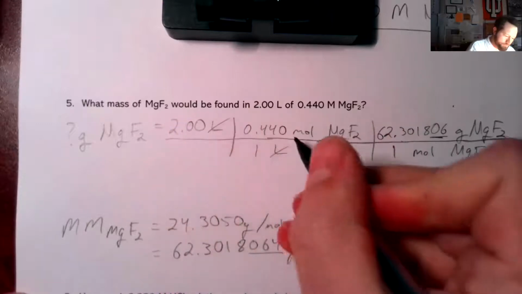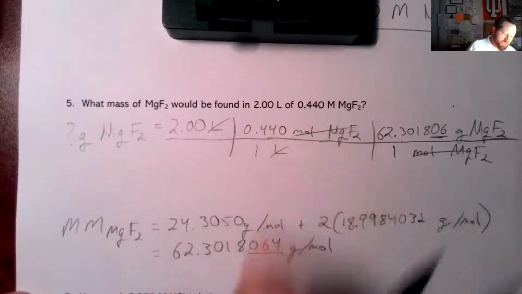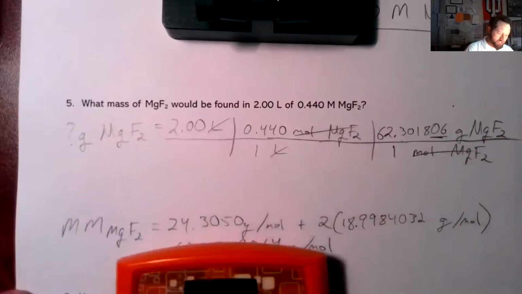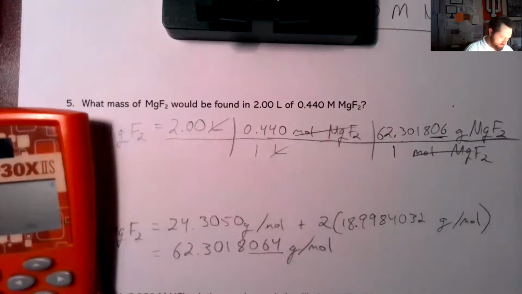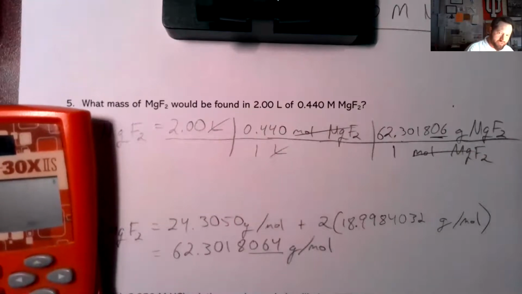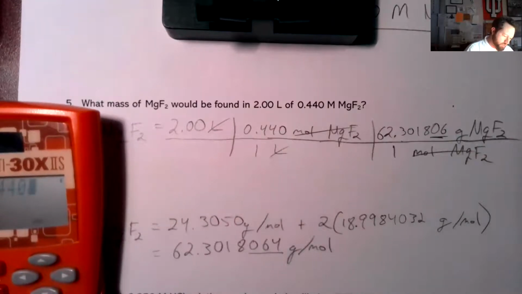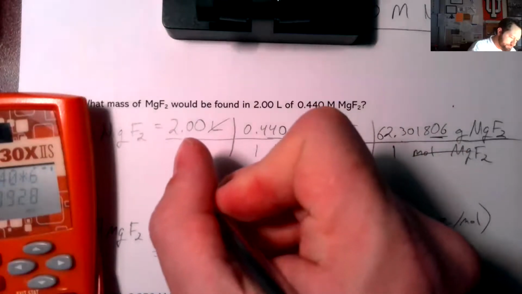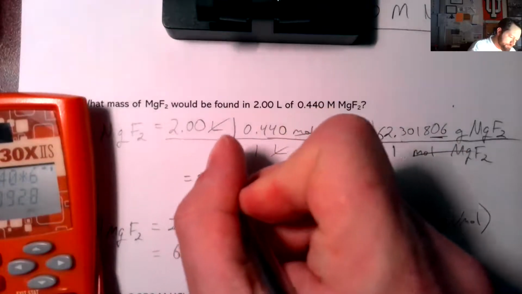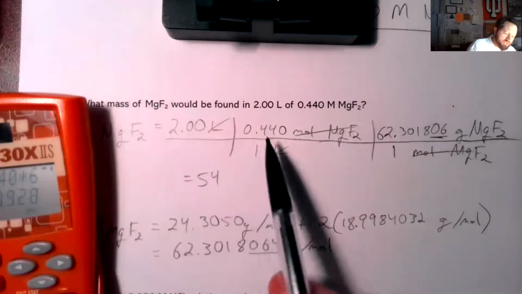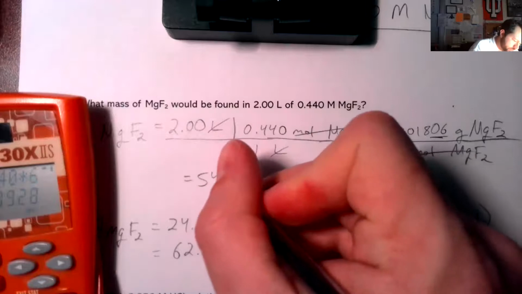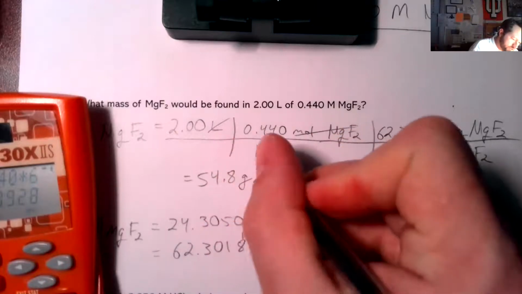And hey, look at that. Liters is gone. Moles is gone. We have ourselves a mass of magnesium fluoride, which is exactly what we were looking for. Let's crunch. 2.00 times 0.440 times 62.301806. 3 significant digits, 3 significant digits, a whole heck of a lot more than 3. I'm going to want 3 significant digits in my final answer.